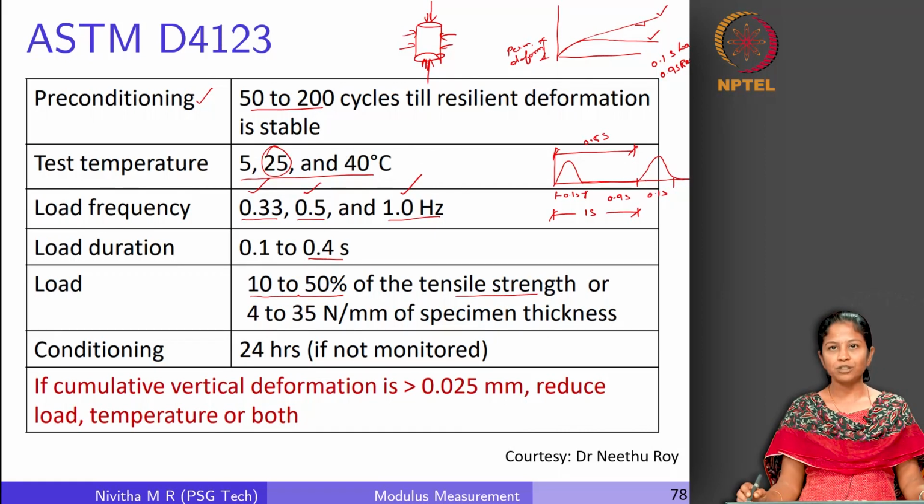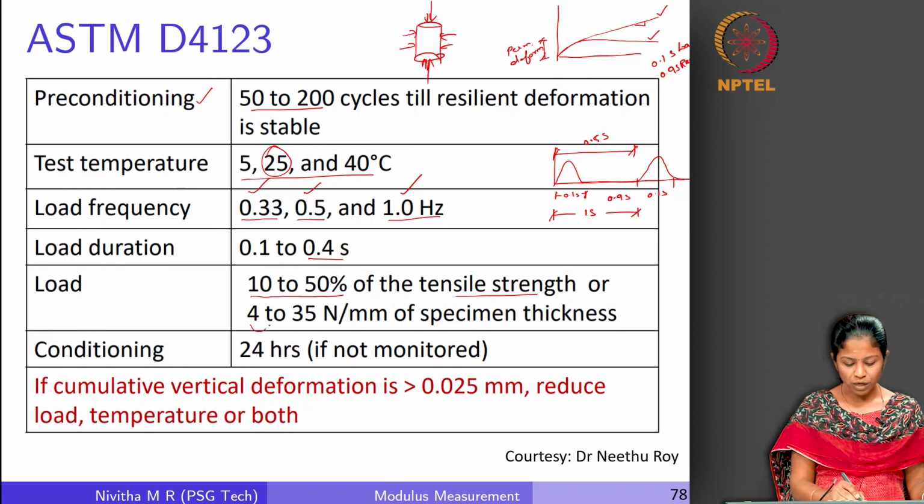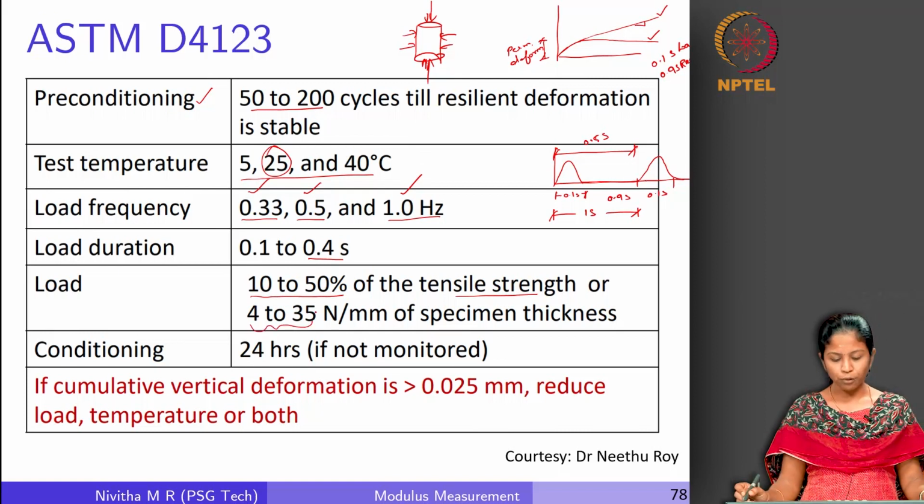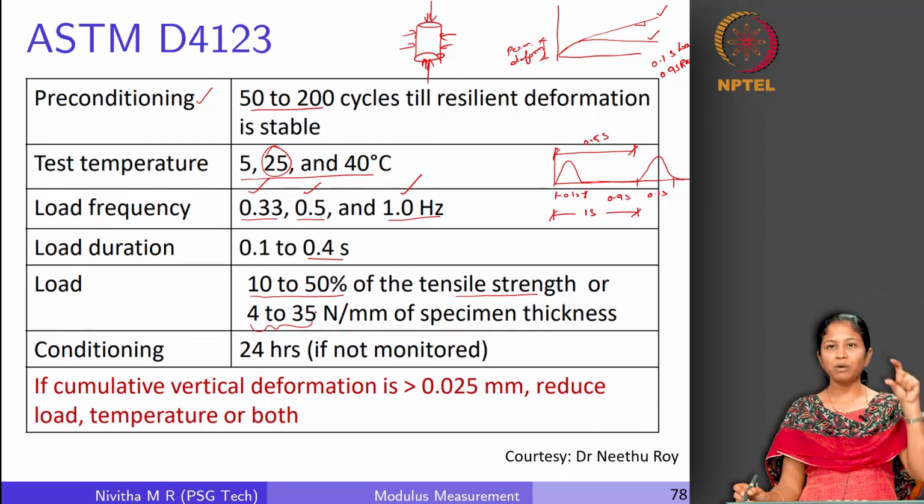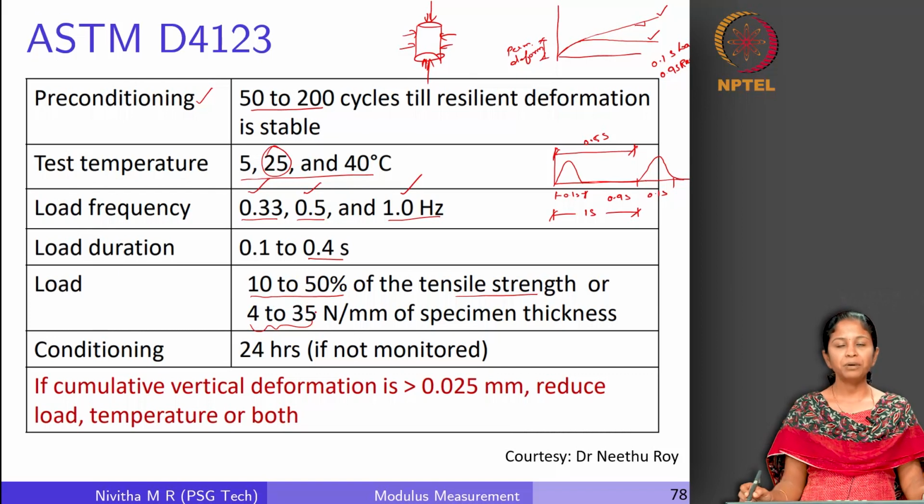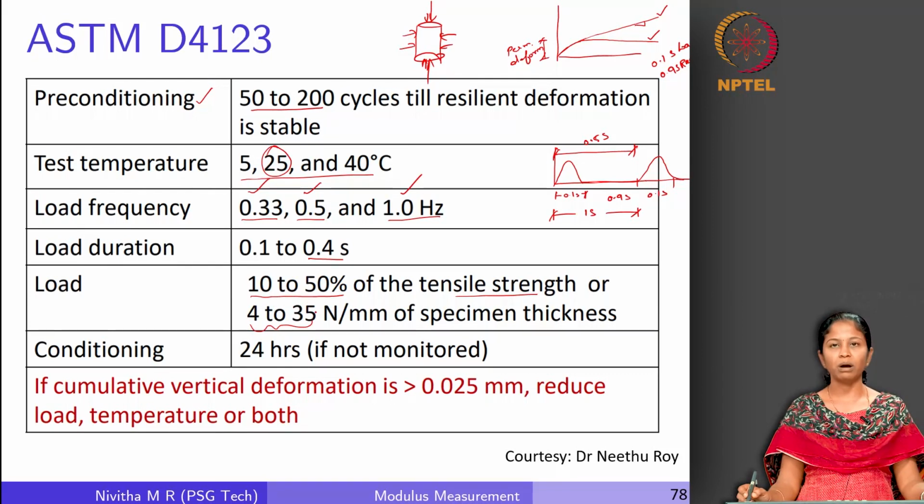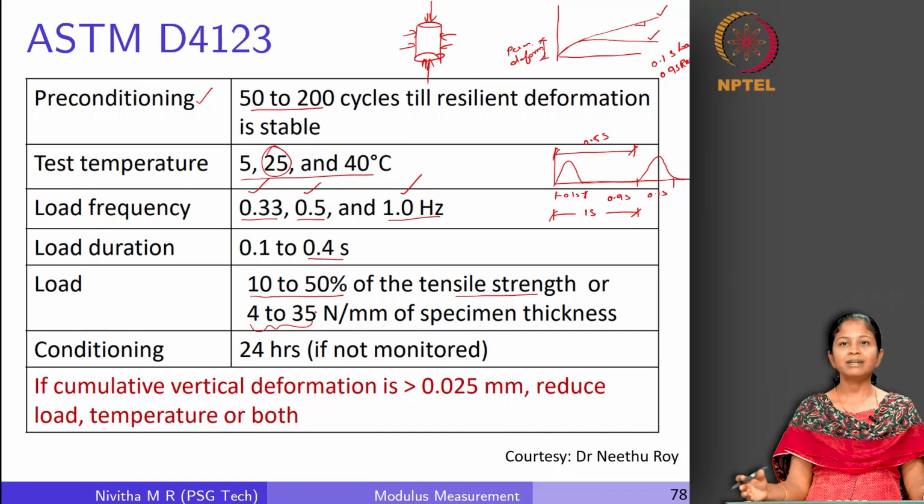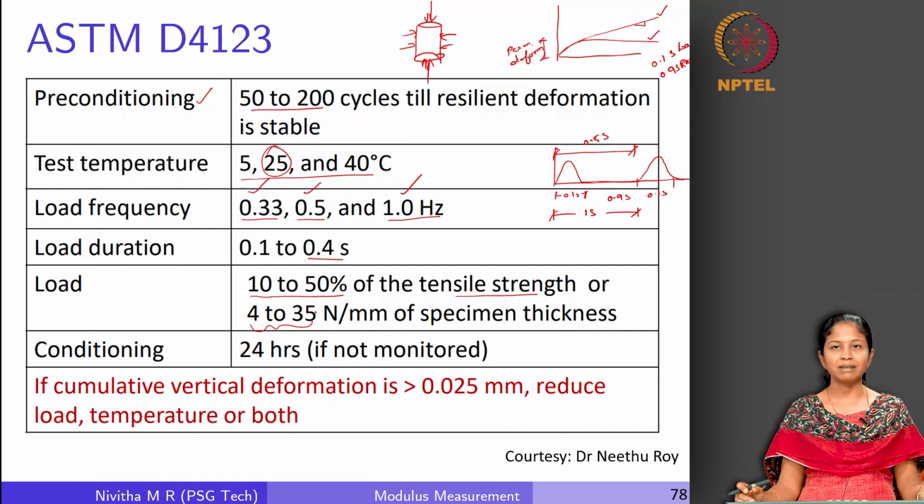In case it is not possible, we can also use a load of 4 to 35 Newton per millimeter thickness of the sample. So, we determine what is the sample thickness, use any value between 4 to 35, calculate the appropriate load and then use it for testing. And then we have to condition the sample also for 24 hours if the temperature is not monitored. If there is a way in which we can measure the temperature of the specimen, then once the entire sample reaches the test temperature, we can start the test.